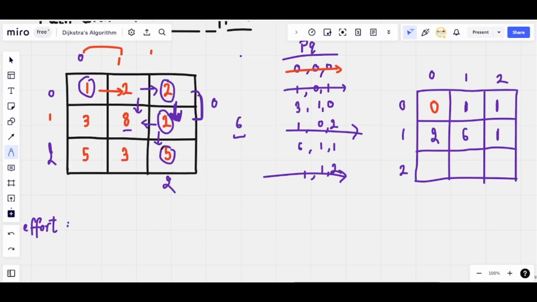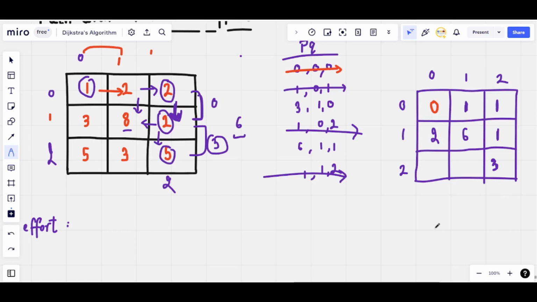To move to cell 2 2, for this transition from cell 1 2 to 2 2, we require 3 units of effort, because the difference between the heights is 3: 5 minus 2 is 3. Now is 3 better than the answer that we already have? Since we have 0 here, 3 is better, because 3 is greater than the answer that we already have, which is 0.